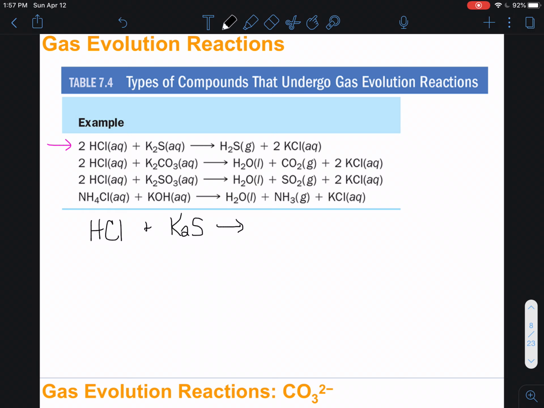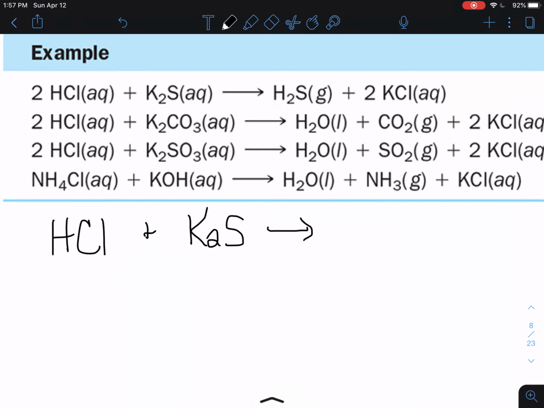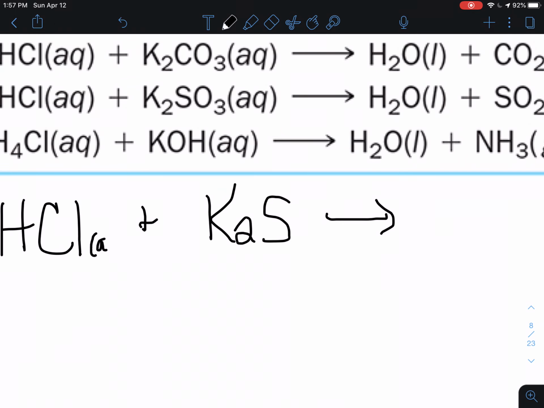Or let's just say you have that, and you don't know what else to do. You're just like, write everything out. Hydrochloric acid reacts with potassium sulfide to form something. So write it out. First, you're going to write HCl plus K2S. They're also both aqueous.